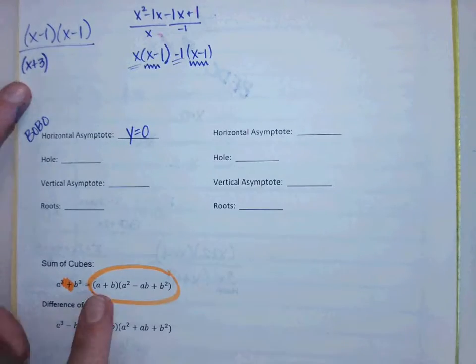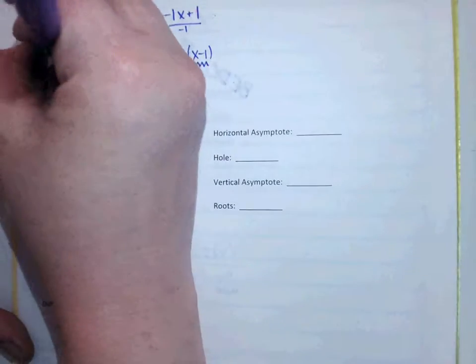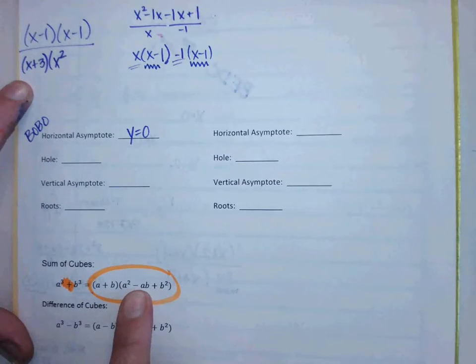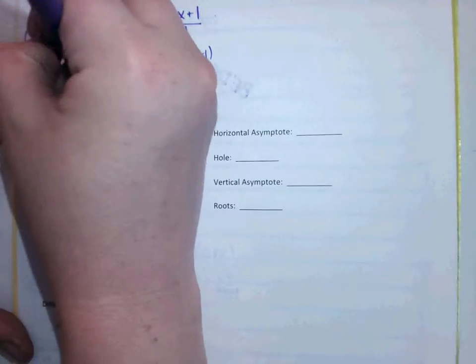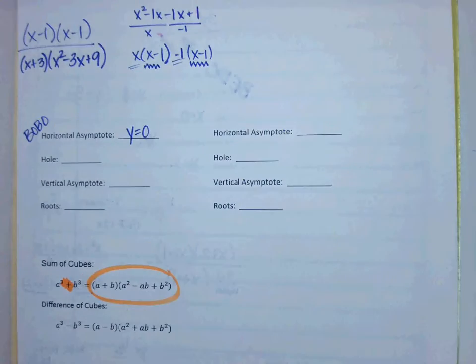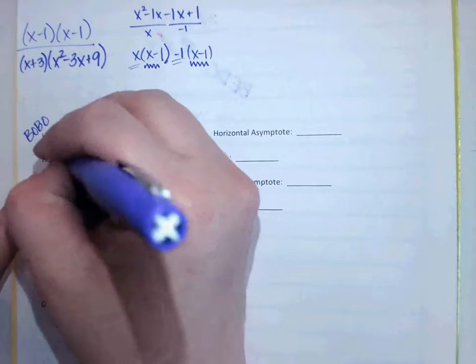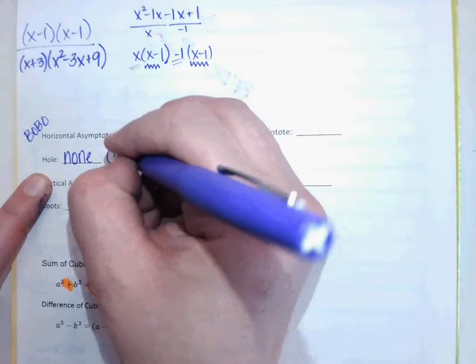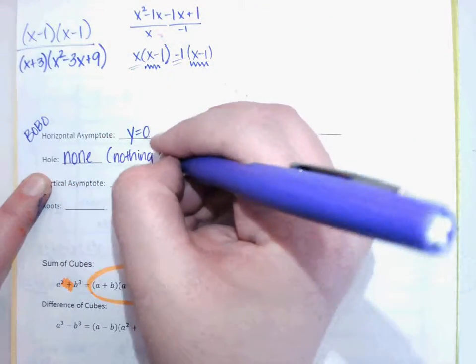Okay, then from there I need an a squared. Well, that's x squared. Okay, then I have a minus ab. Well, if a is x, b is 3, that's a 3x. So minus 3x. And then b squared is going to be 3 squared, which is 9. Okay, look at your factors on top and on bottom. Can anything cross out? No. What do I put for holes then for the graph? None. Okay, because nothing canceled.